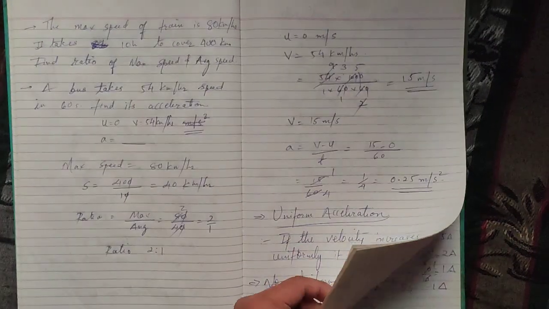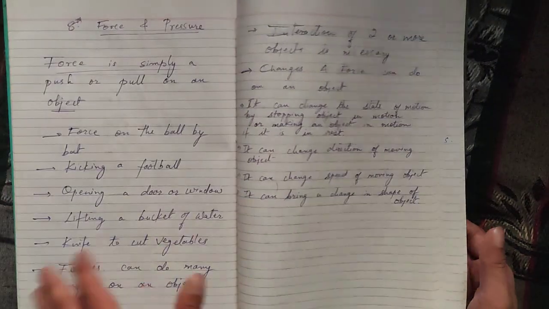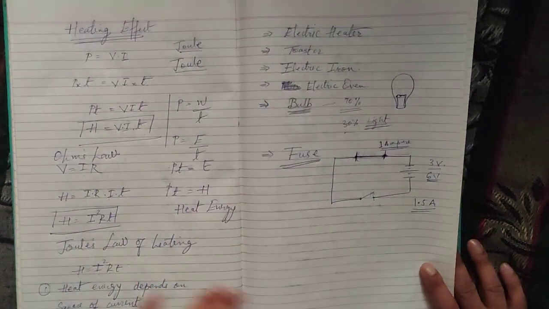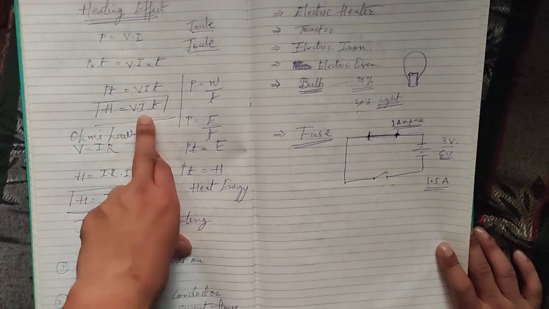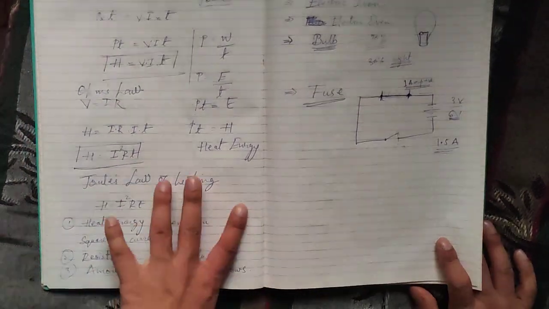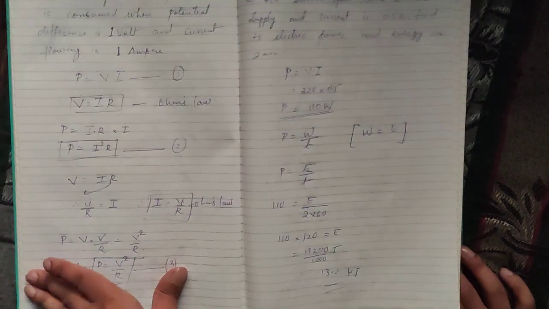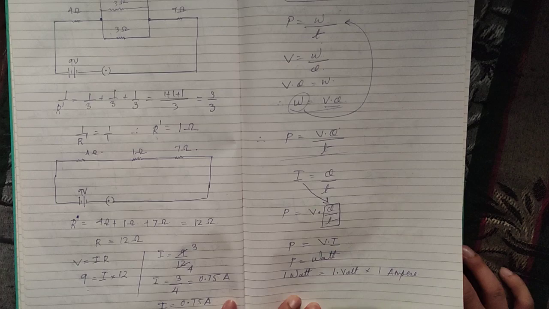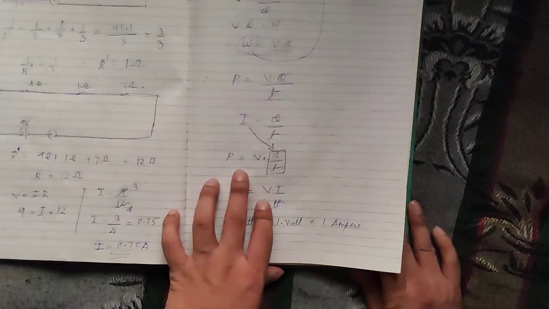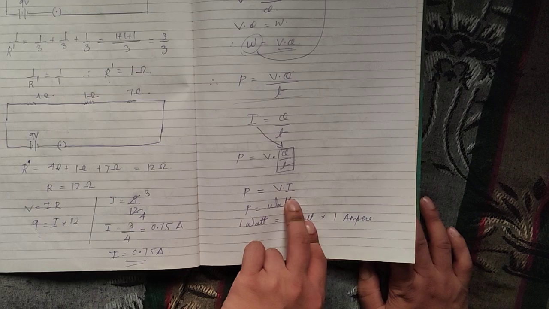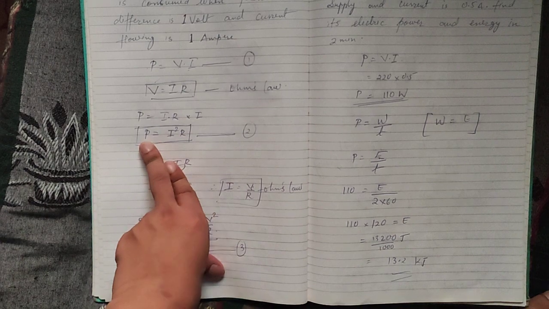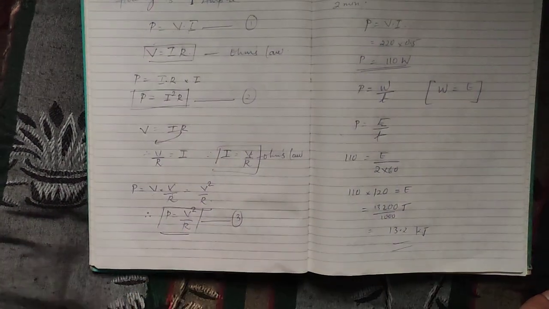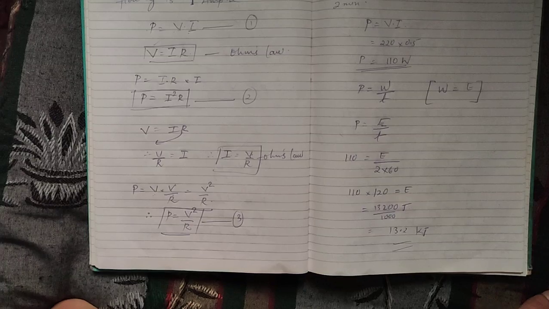Let us recap what we studied today. In this video we talked about the heating effect. We did the revision. H is equal to VIT, H is equal to I square RT, and before that we talked about power, that is P is equal to VI, then P is equal to I square R, and P is equal to V square by R. I hope it is clear to you, students.